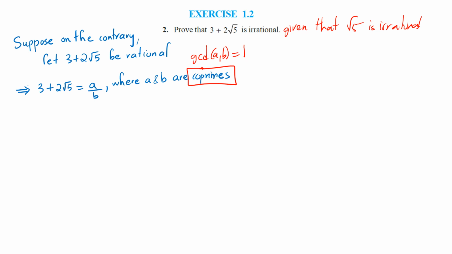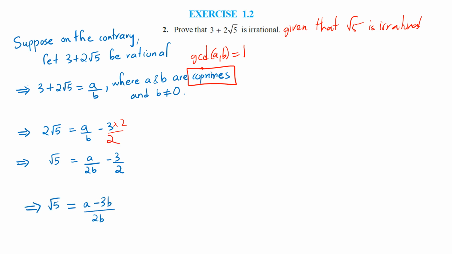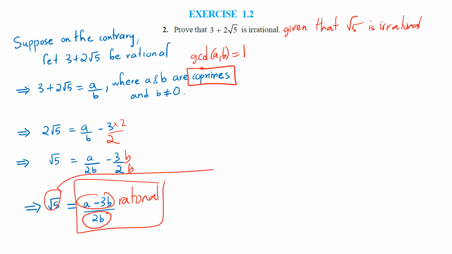Okay, so we got this relation. Now what we're going to do is let's transpose 3 over to the other side. We can equalize the denominators, multiply by 2, multiply by 2. Now if you observe the right hand side, A and B are integers. So this is an integer divided by an integer, which means it is a rational number, right? The right hand side is a rational number, but the square root of 5 happens to be an irrational number.